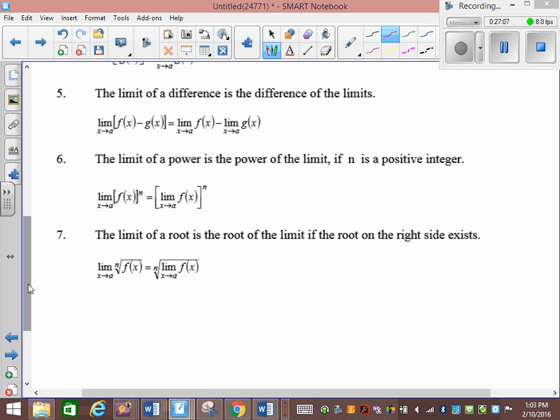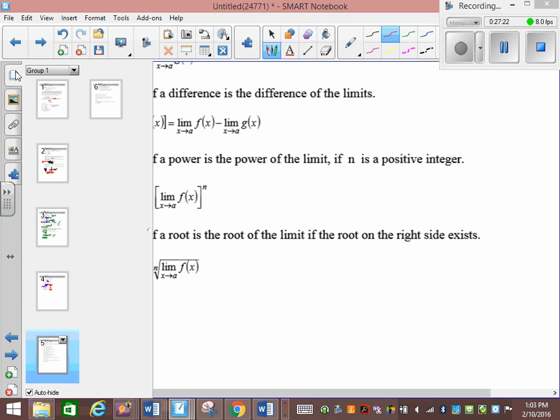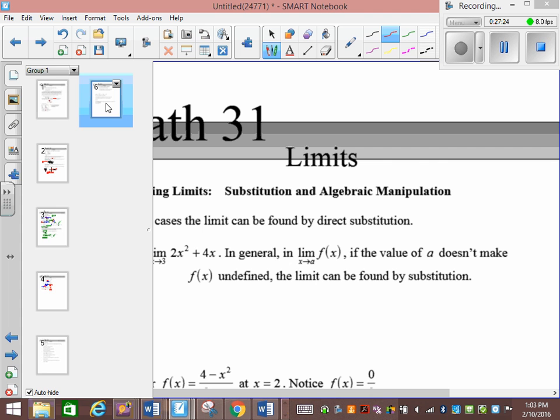And then roots, you can do the same thing. You could do the limit of what's underneath a root and then root it if you want. Those are just your basic limit laws. Then last one. And then we have some ones that you're going to just write out and do.